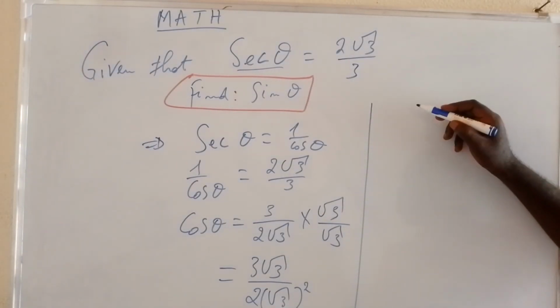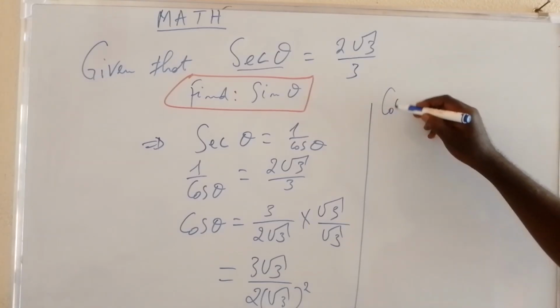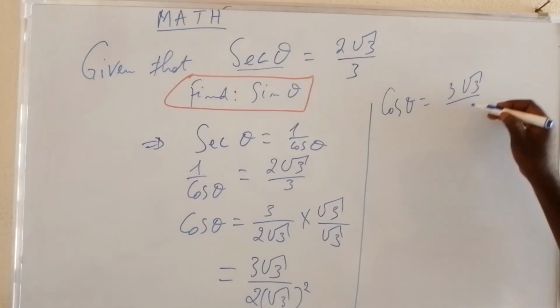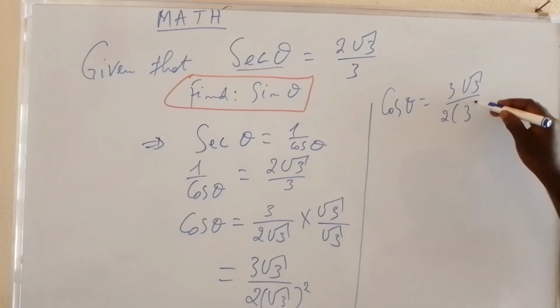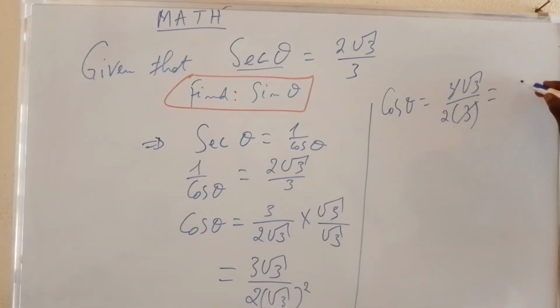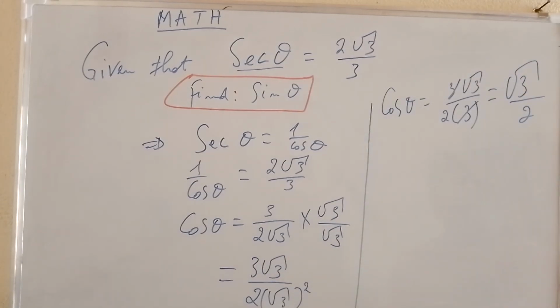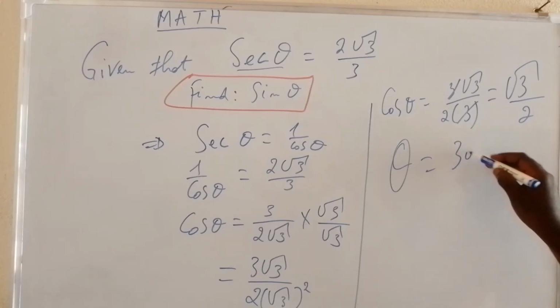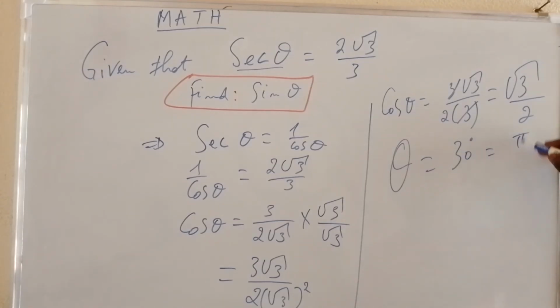Cosine of this angle will be equal to 3 root 3 divided by 2 times 3. So this 3 and this one can simplify. We remain with root 3 over 2, and we know the angle which provides this number. Theta will be equal to an angle of 30, which is pi over 6.